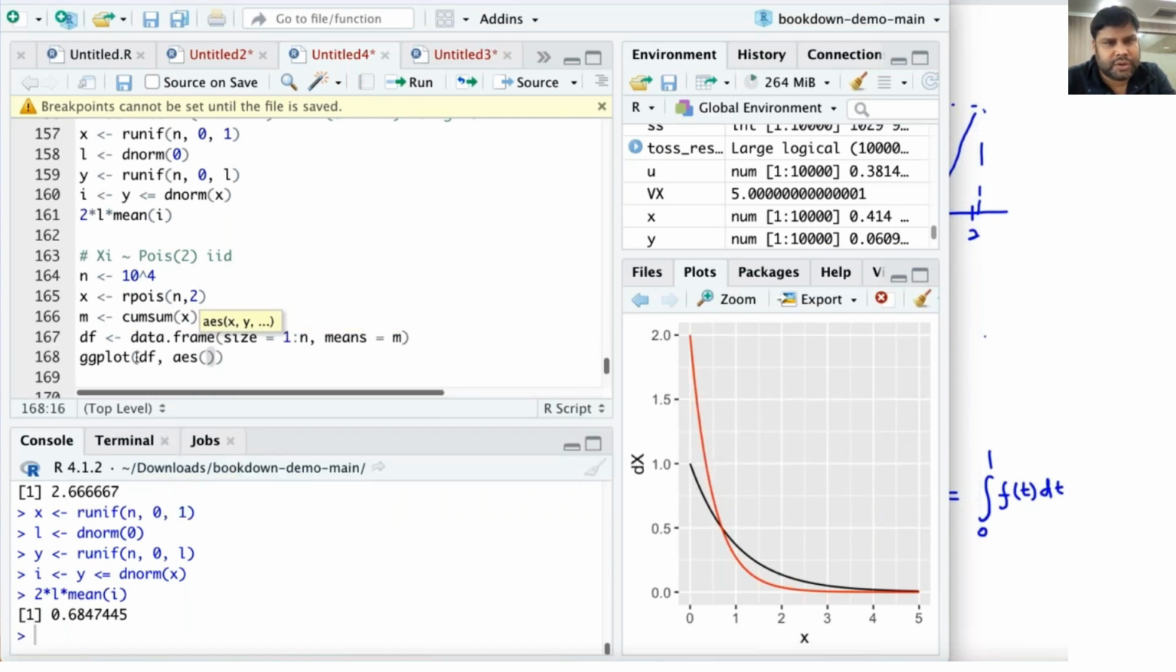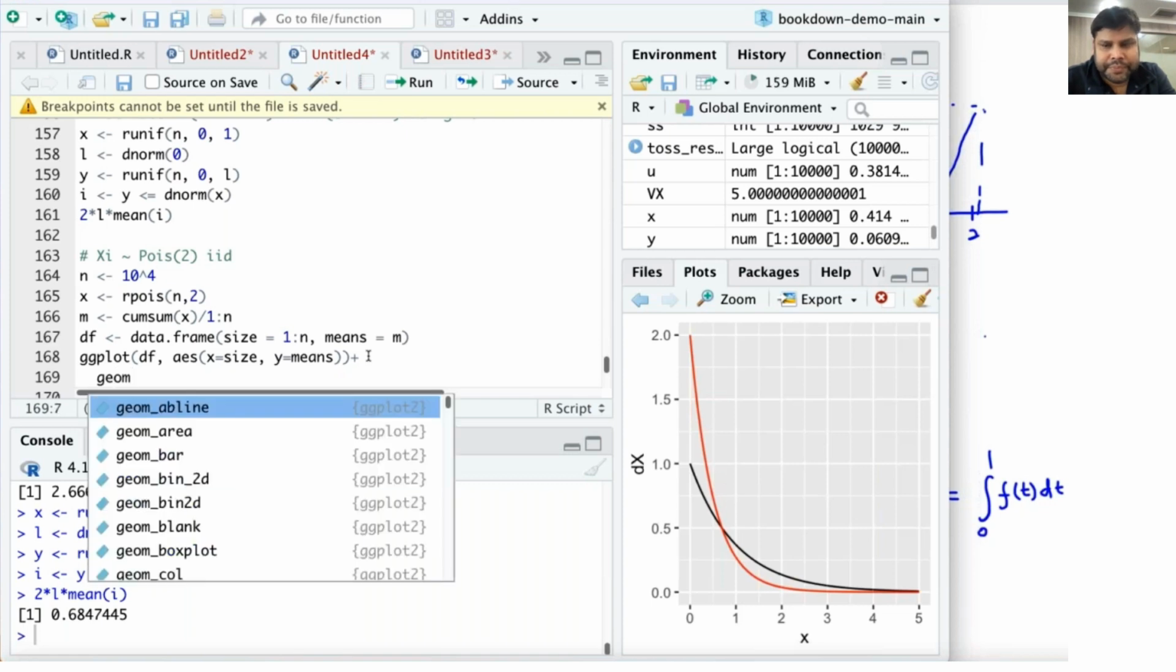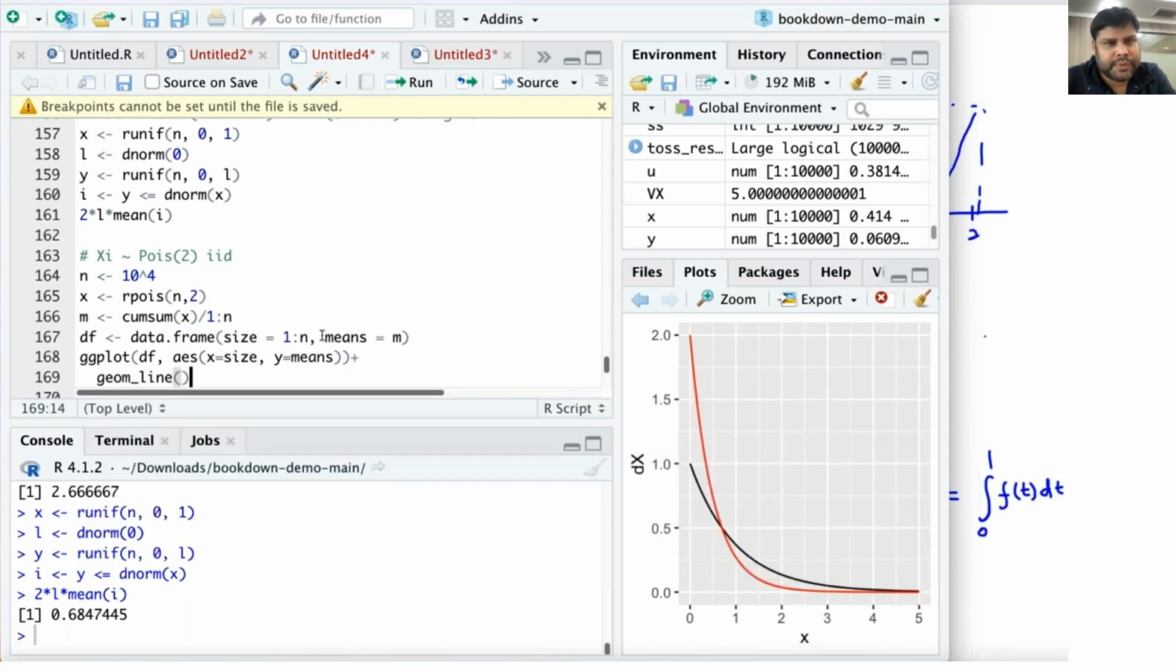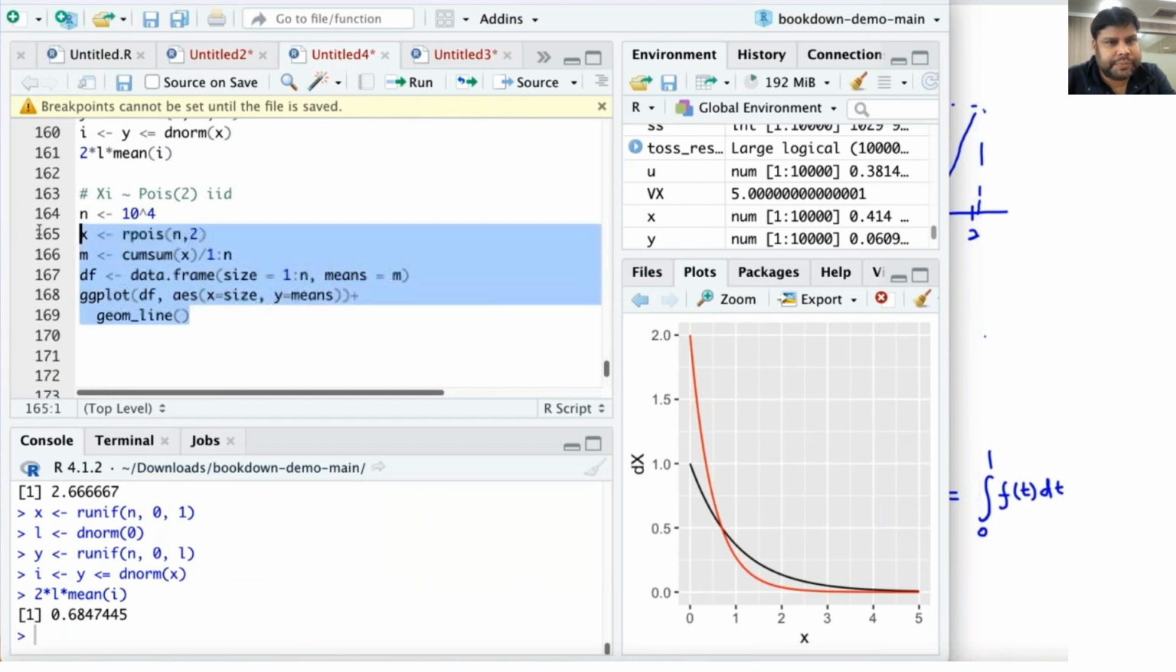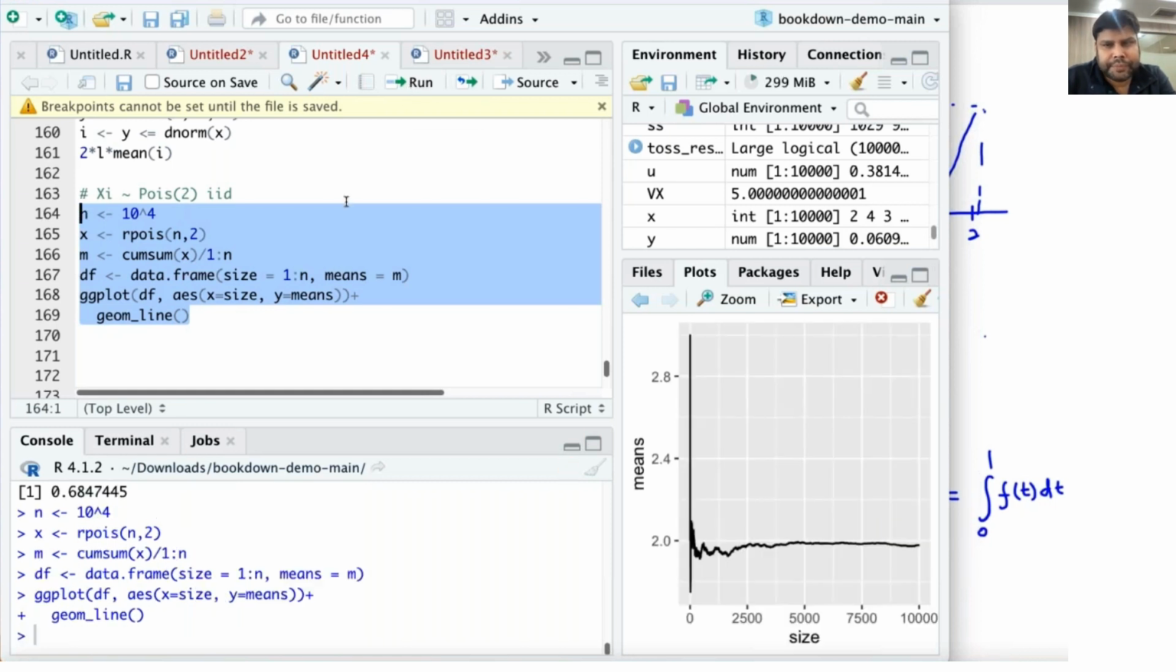Aesthetics. What is on the horizontal axis? Size. What is on the vertical axis? Means, which is m. Sorry, means. Just change the name. And let's just connect them by a line. So just geom underscore line, and let's run this. Okay, can you see this?